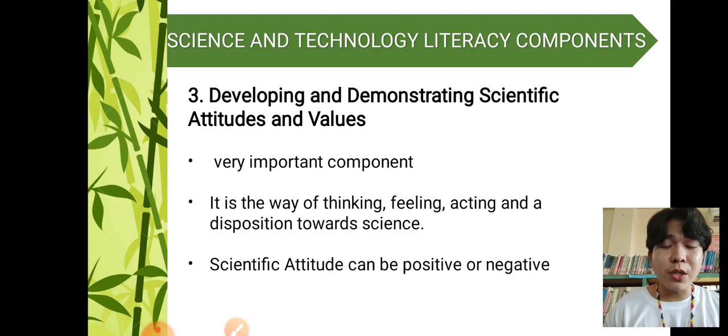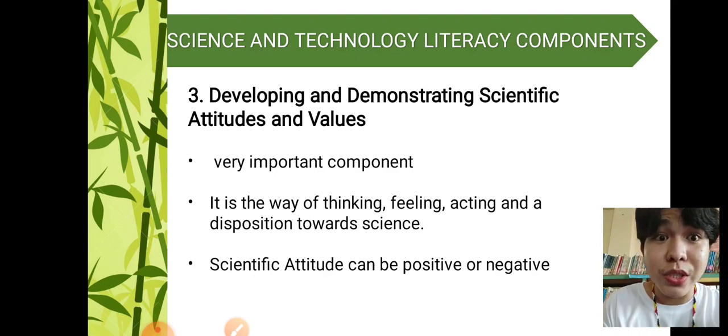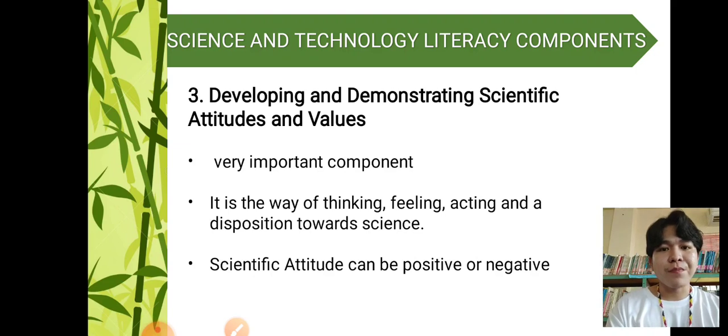If number 1 focuses more on the cognitive domain, number 2 more on the psychomotor domain, here in number 3, it focuses more on what? Affective domain. It is stated there: developing and demonstrating scientific attitudes and values. This component is essential. Why? Because it is a way of thinking, feeling, acting, and a disposition towards science.